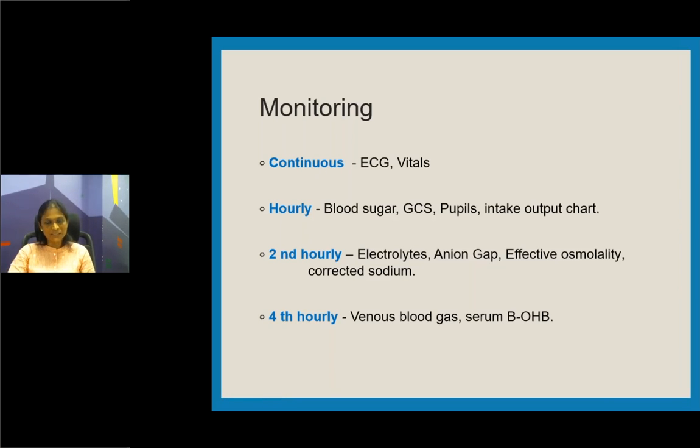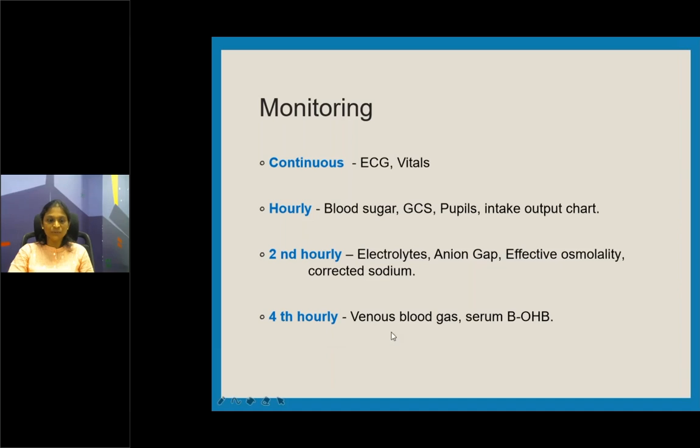So there has to be an ECG attached continuously to monitor for changes related to potassium, and BP, heart rate, saturation, respiratory rate, everything has to be monitored continuously. Hourly, blood sugar, GCS, pupils, intake output chart, and second hourly, we usually send electrolytes, calculate the anion gap, effective osmolality, and the corrected sodium to know if we are on the right track.